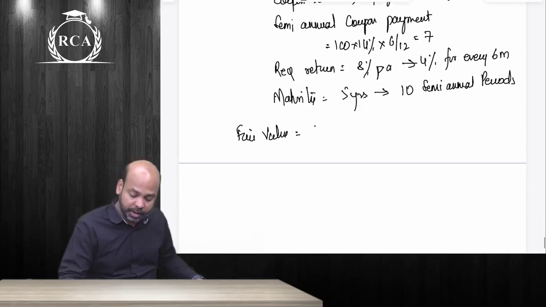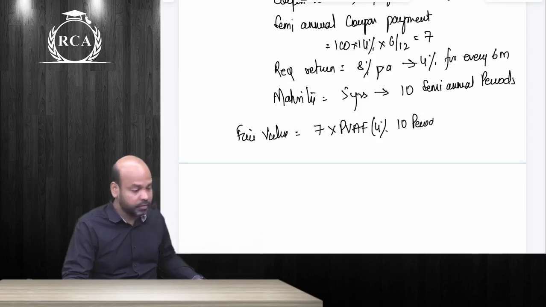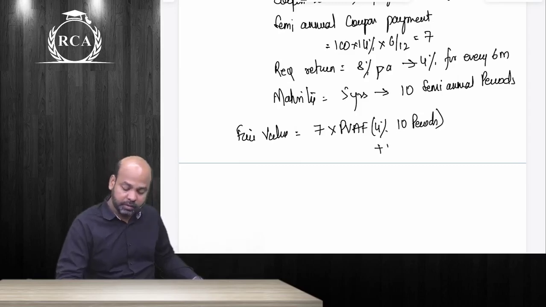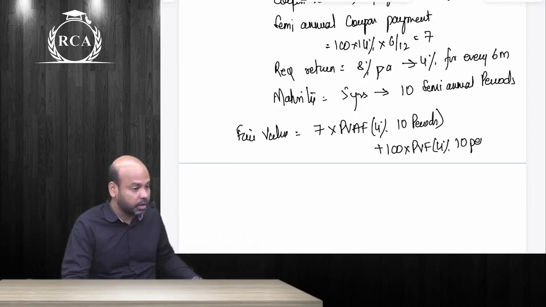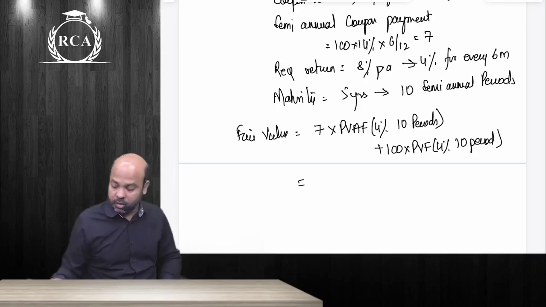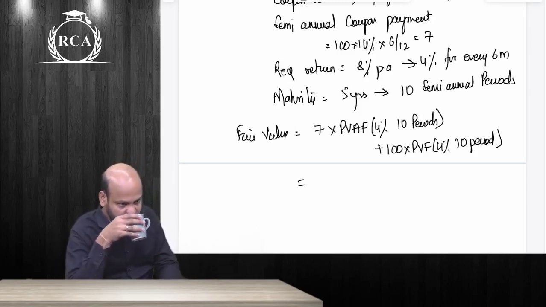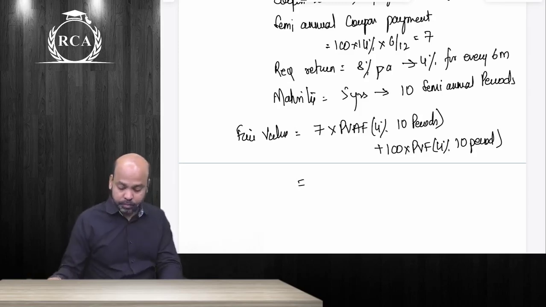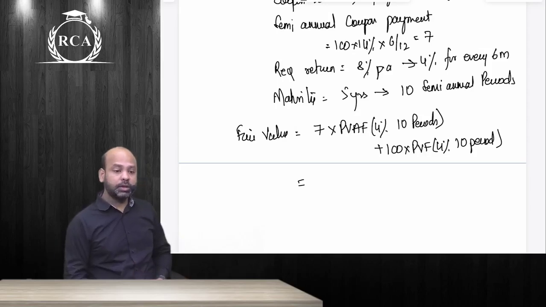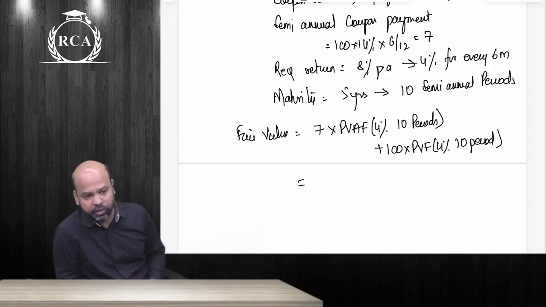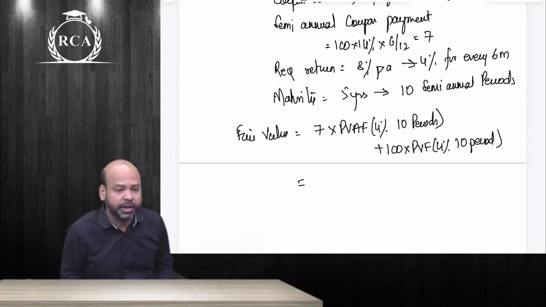Fair value would be 7 rupees semi-annual coupon payment into PVAF at 4% for 10 periods, plus 100 rupees into present value factor at 4% for the 10th period. Understood? 7 rupees into PVAF, 4% for 10 periods, 100 rupees into present value factor, 4% for the 10th period.